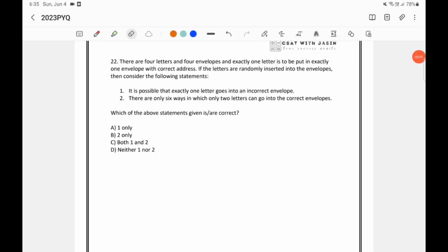So now let us look into the next question. There are 4 letters and 4 envelopes and exactly 1 letter is to be put in exactly 1 envelope with correct address. If the letters are randomly inserted into the envelopes, then consider the following statement. So here it says that we have 4 letters. Let's say these letters are A, B, C and D. Now you have 4 envelopes. Let's assume that 1, 2, 3 and 4 are our envelopes. And let's say that A has to go in envelope number 1, B has to go in envelope number 2, C has to go in envelope number 3 and D has to go in envelope number 4. Let's say this is the correct sequence.